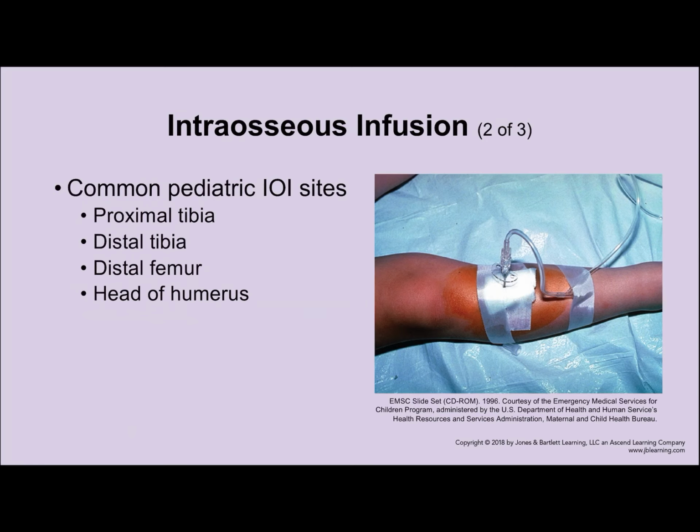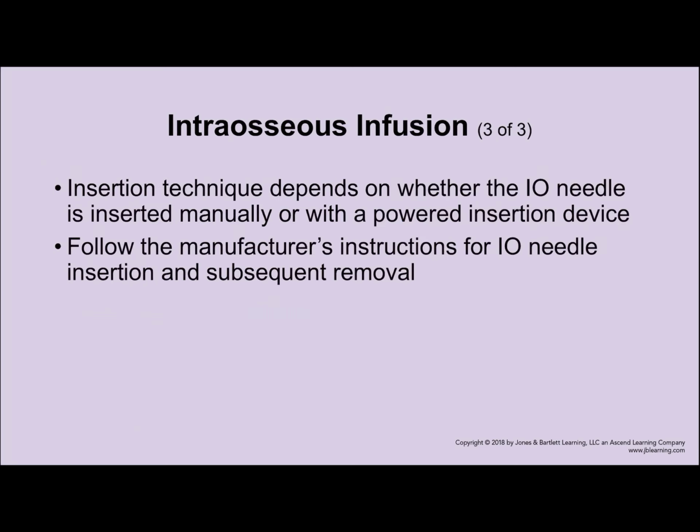The best places and the usual places that we place IOs are in the proximal tibia or shin bone, sometimes in the distal tibia or femur, and then occasionally in the head of the humerus. These are places that are flat, they are good targets, the bone is relatively easy to hold down, and we choose them because they have relatively less risk of complications. Now, there's different ways to insert the intraosseous needle. You can either do it manually or with drills or powered insertion devices, and you'll look at both of those in your stations.